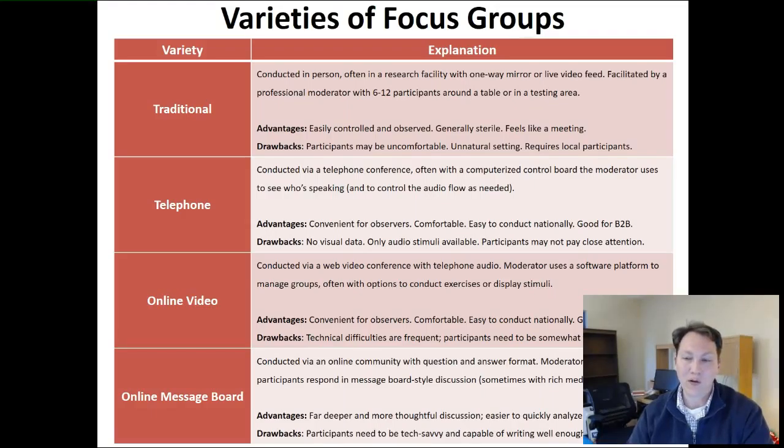Now, a traditional focus group is conducted in person, often in a research facility with a one-way mirror or a live video feed. They tend to be facilitated by a professional moderator, and I highly recommend that they are. They usually have 6 to 12 participants who are sitting around a table or maybe in a testing area. And if you've ever seen a focus group on TV, if you've seen it depicted in a show like Mad Men or in a commercial or anything like that, this is what you have probably seen.